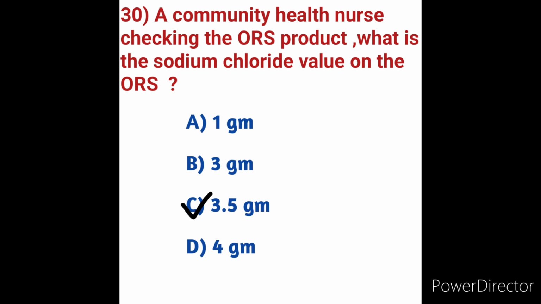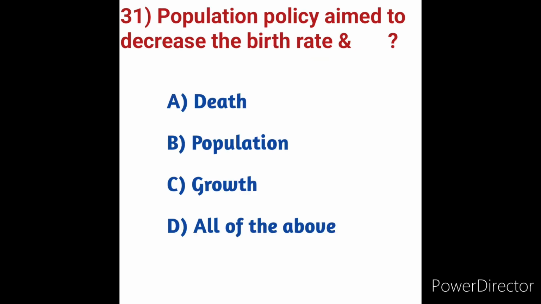Then the trisodium citrate is 2.9 and potassium chloride will be 1.5. So here in these options, the sodium chloride value in the ORS product is option C, 3.5. So here option C is the correct answer, 3.5 grams. Next we will move on to question number 31.